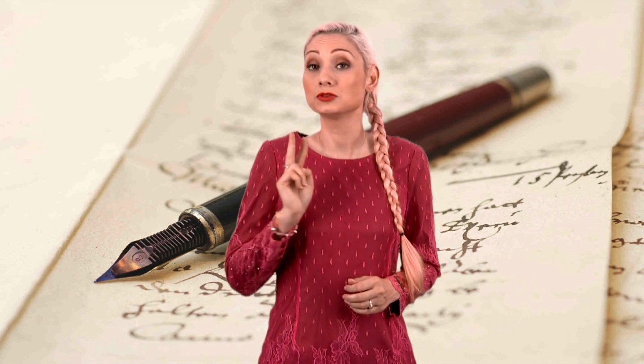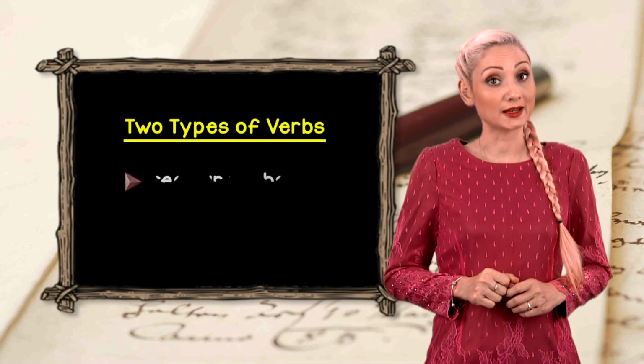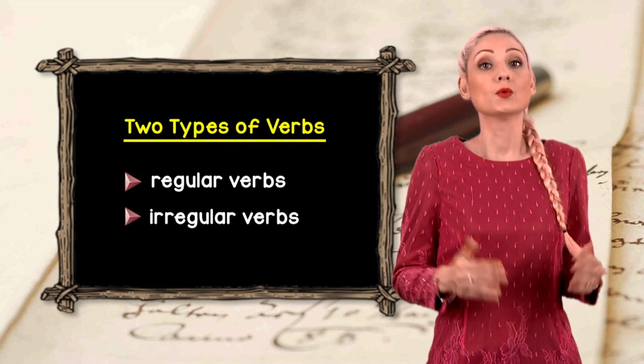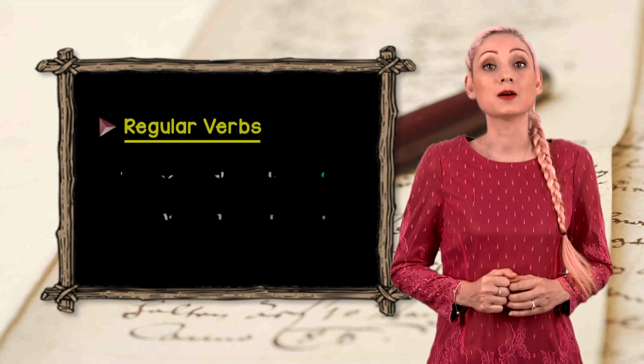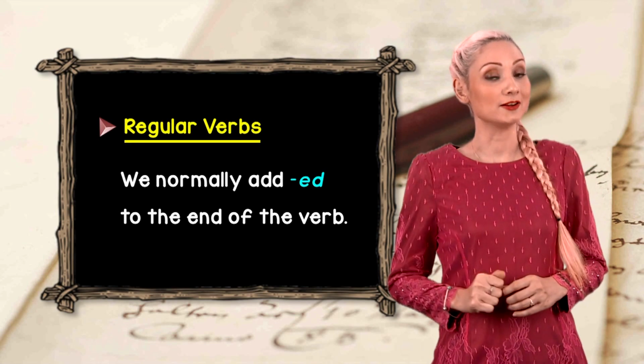In the simple past tense, verbs can be divided into 2 types. They are called regular and irregular verbs. When we use regular verbs, we normally add ed to the end of the verb. However, there are several spelling rules that you have to follow when changing the regular verbs into the simple past tense.